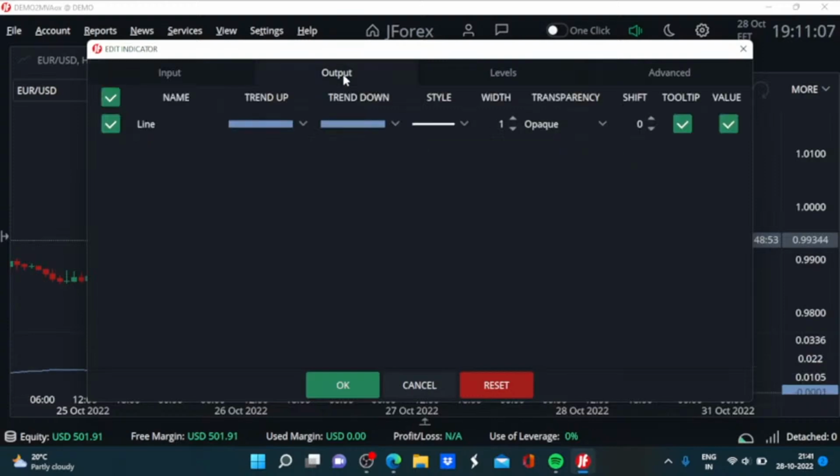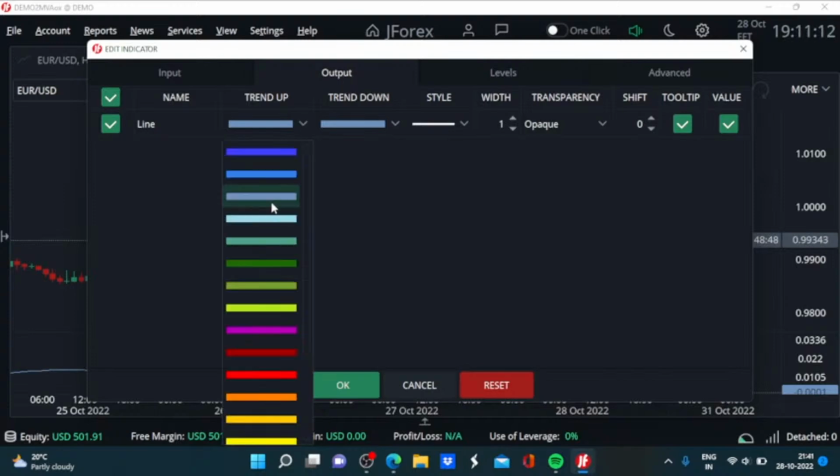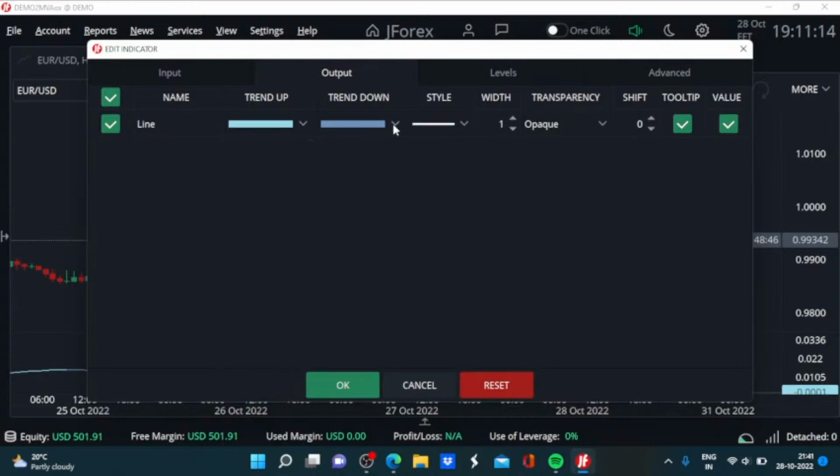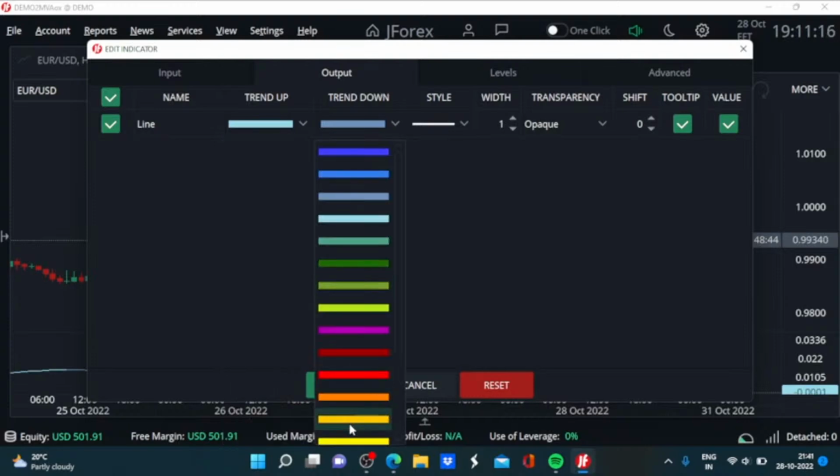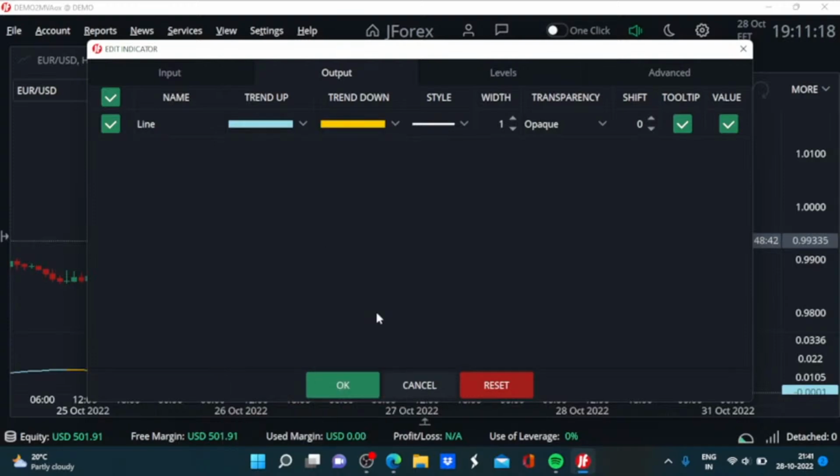Let us try out what are the possible combinations with these trend up and trend down color combinations. So you can brighten it a bit, and even go for two different color combinations. So this is light blue and this yellowish. Styling can also be changed. If you don't really like a plain simple straight line, then you can change it.